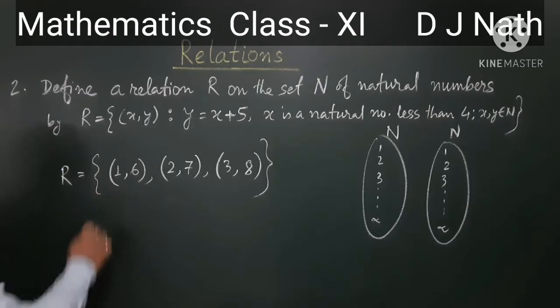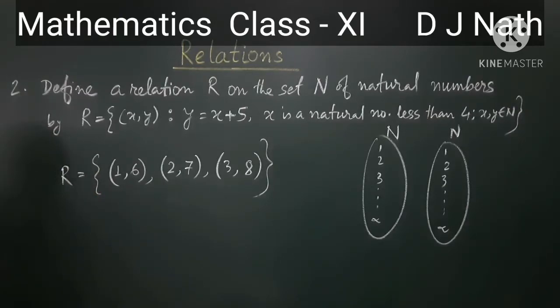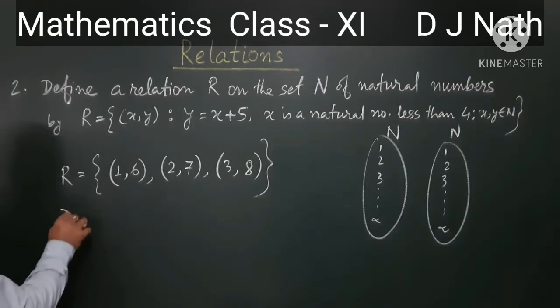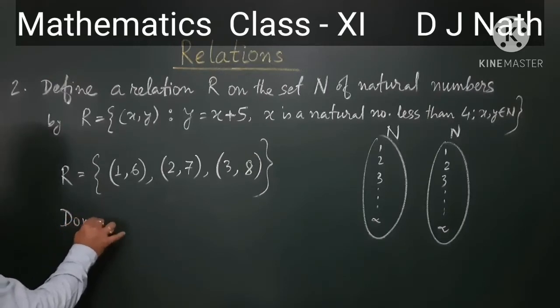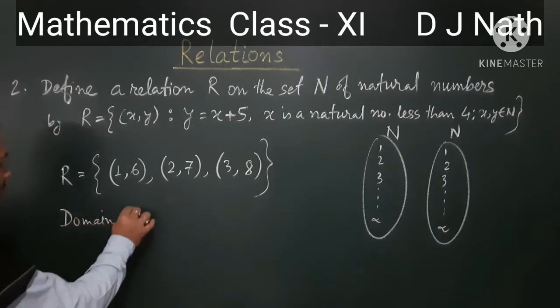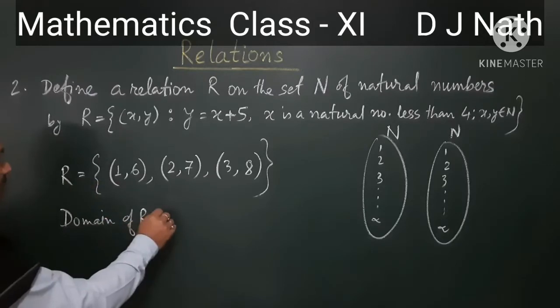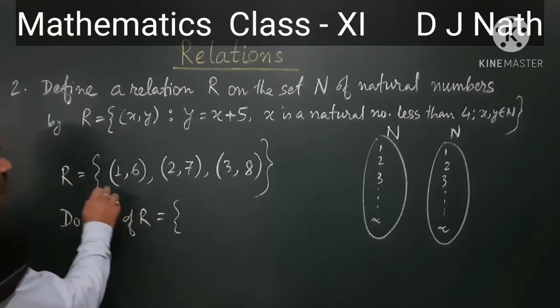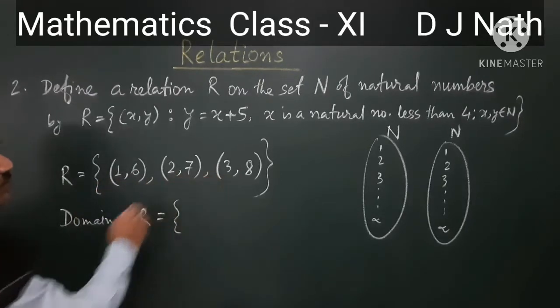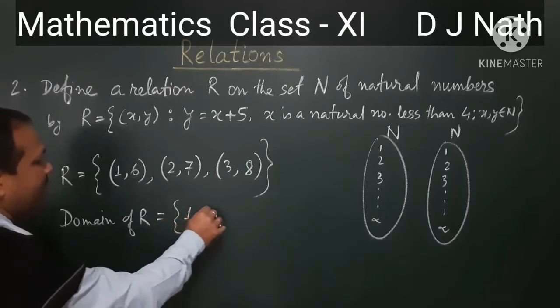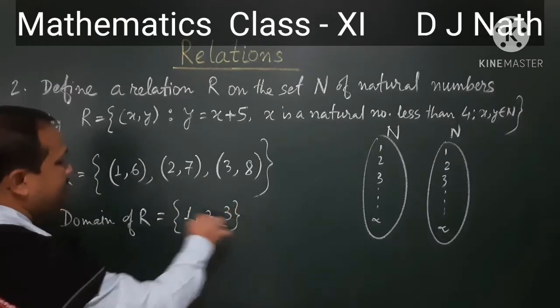So now if it is asked what is domain and what is range, how to write domain? Domain of R is the domain of the relation. Domain of R is which one? The first elements of the ordered pairs. So what is that? 1, 2 and 3. So this is the domain.